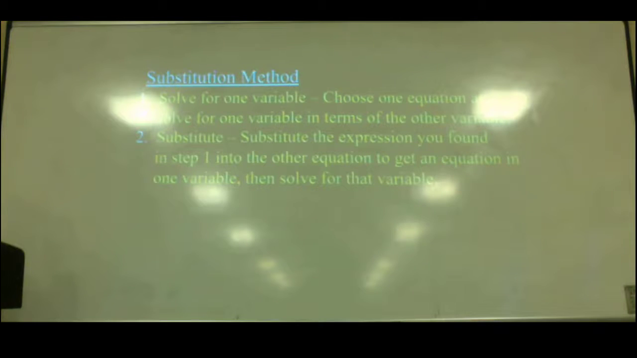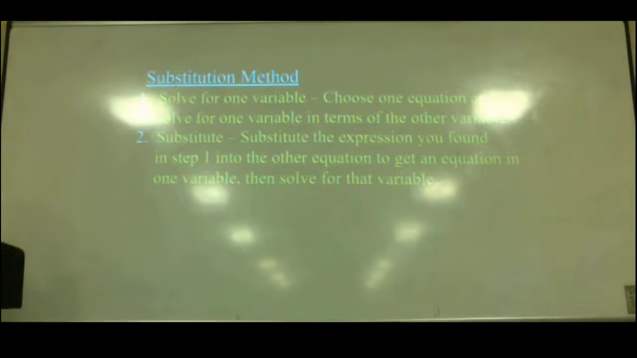Okay? Now, after you do that, you're going to substitute. And you substitute the expression you just found in step 1 into the other equation. You have to put it into the other equation, not into itself. Then you will get a new equation that only has one variable. And that's our goal, to get just one variable, because initially we're going to have two variables. And you'll see that in just a minute. Then you'll solve for that variable, and you'll get whatever that variable is equals a number.